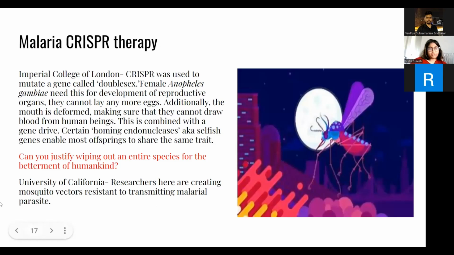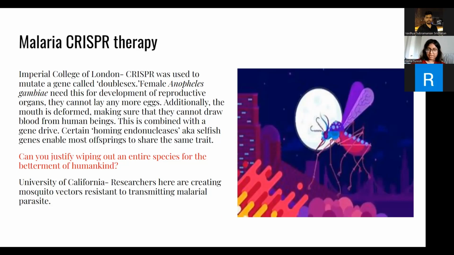So now I would like to get back to the CRISPR therapy of malaria. With malaria, we had to look into fighting it genetically by making a gene drive. There were two approaches being taken to the gene drive. The Imperial College of London decided that they will start mutating a gene called double sex. Double sex is found in the female Anopheles gambiae mosquito, and knocking out this particular gene affects the development of the reproductive organs of the female mosquito. They don't develop their reproductive organs once you cut this gene.